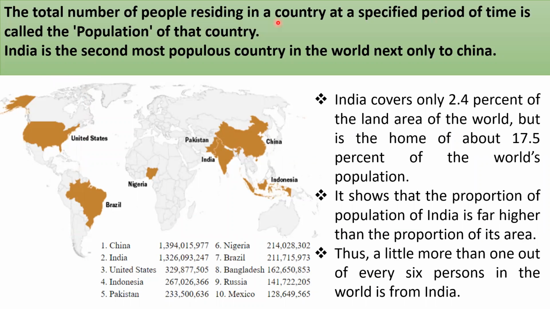The total number of people residing in a country at a specified period of time is called the population of that country. India is the second most populous country in the world, next only to China. India covers only 2.4% of the land area of the world, whereas it is the home of about 17.5% of the world's population. It shows that the proportion of population of India is far higher than the proportion of its area. Thus, a little more than 1 out of every 6 persons in the world is from India. And this table shows the 10 most populous countries of the world.